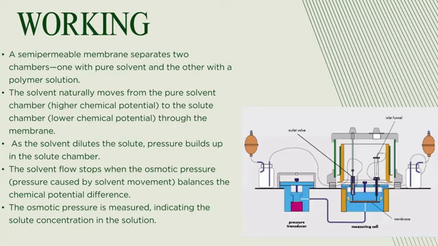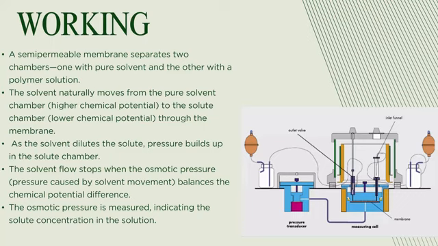Due to the chemical potential difference between the solvent and the solute chambers, the solvent will naturally flow from the solvent chamber, where it has a higher chemical potential, through the semi-permeable membrane into the solute chamber, where it has a lower chemical potential. This process, called osmosis, continues until the concentration of the solvent on both sides of the membrane is more balanced or until the osmotic pressure equilibrates.